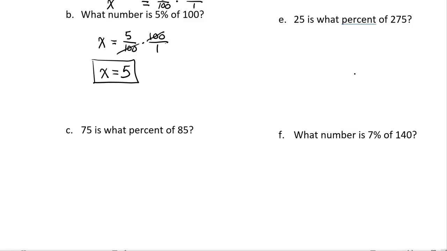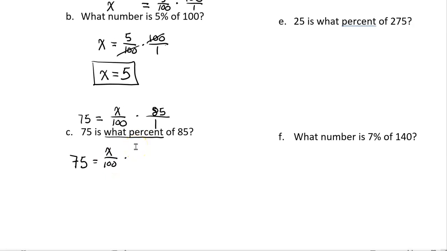So translating, I have 75 is, there's that what percent, and remember I said that that is your what, which is x over 100, of, which is multiply, and then 85 over 1. Now I'm going to rewrite this in a format that I can start working with more easily. But again, I love that translation process because basically once you translate, you have the format that you need.